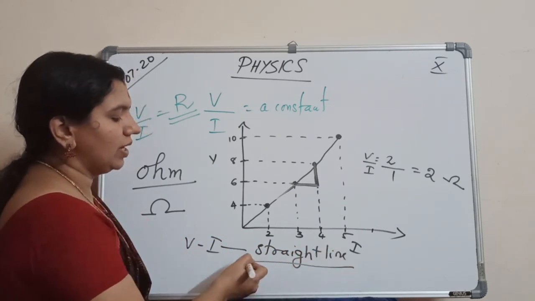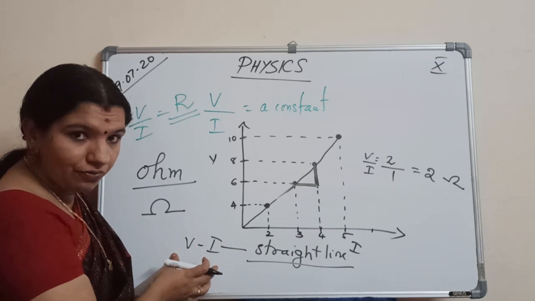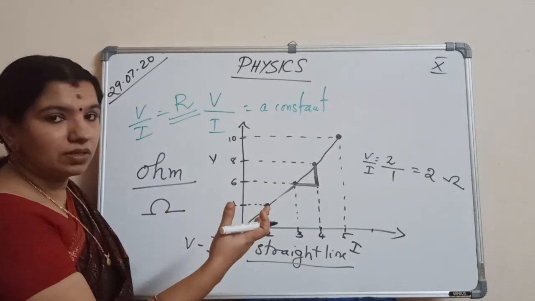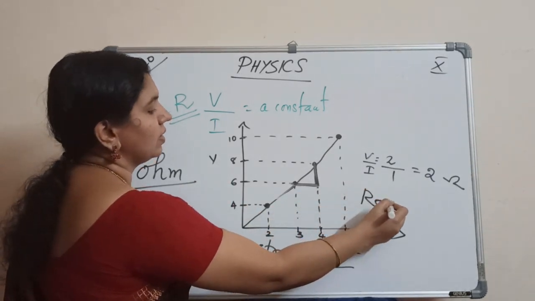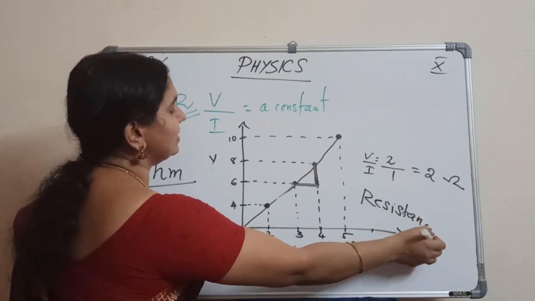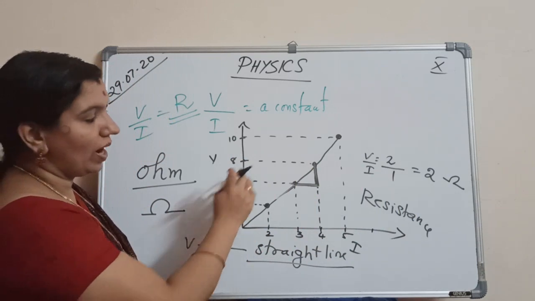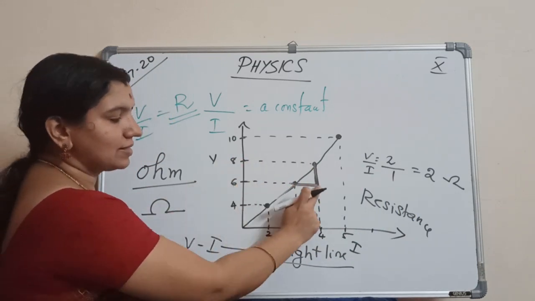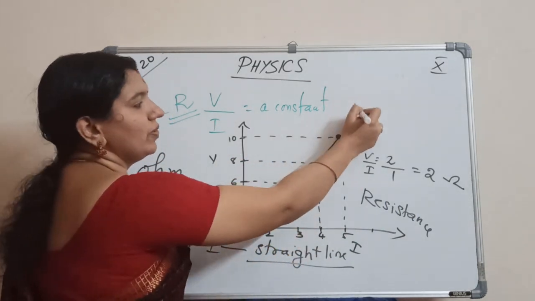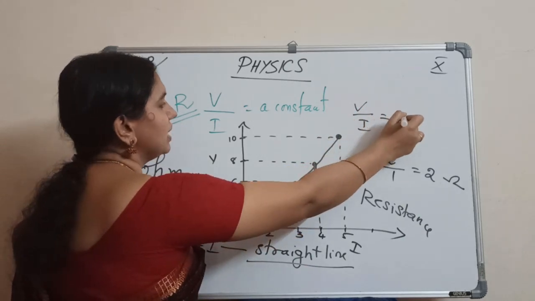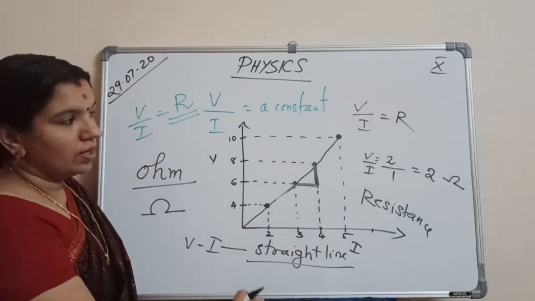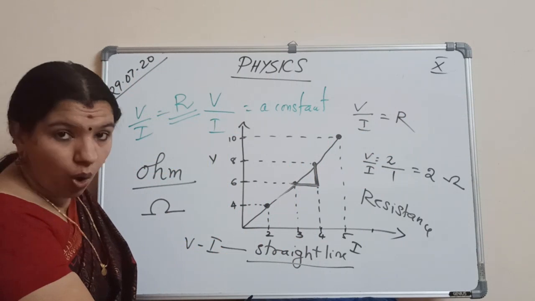One more question only. Okay. And from the VI graph we will calculate what? Resistance. How will we calculate resistance? By taking the y distance and x distance. Y distance is V and x distance is I. So V by I will give you the resistance R. The unit of resistance is ohm.